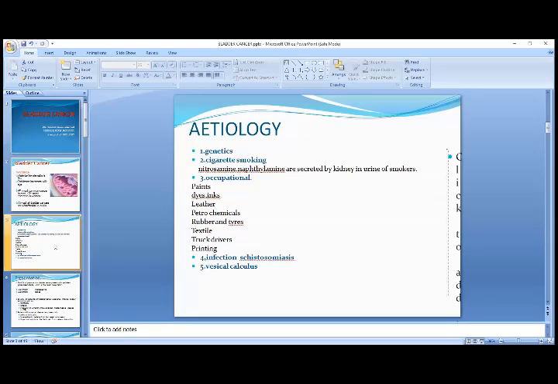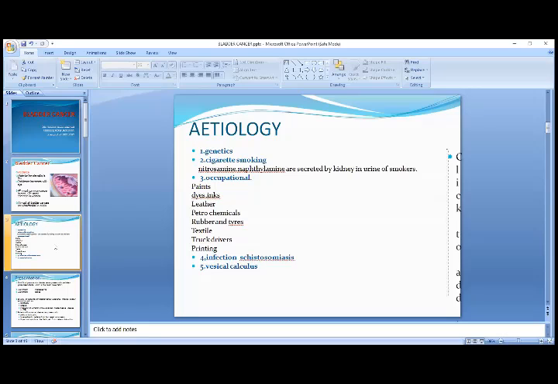The third most common cause in etiology is occupational. That is, the patients who are working in some sort of industry where they are exposed to certain carcinogenic chemicals during their working hours, like the patients who are working in paint industries, dyes, inks, or leather maturation industries, petrochemicals, rubber and tires, textiles, truck drivers, or persons working in the printing industry.